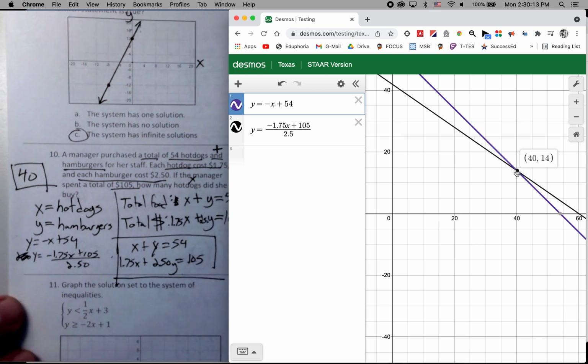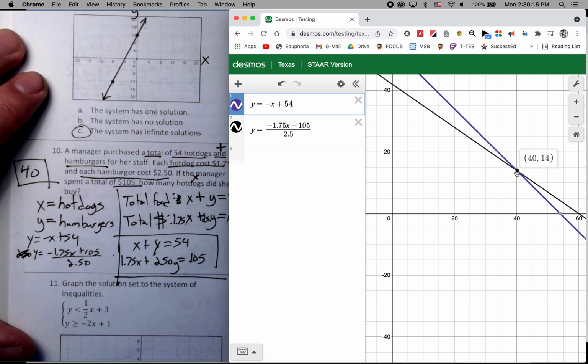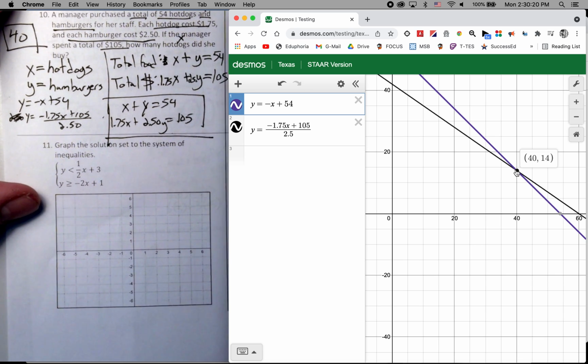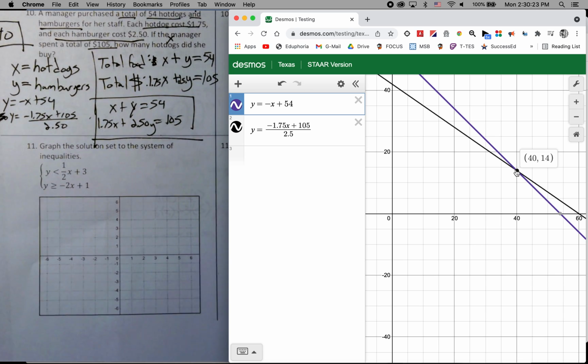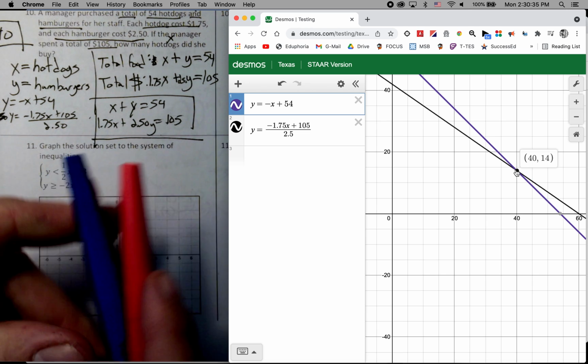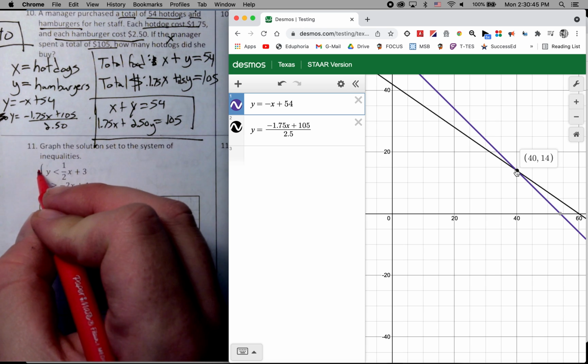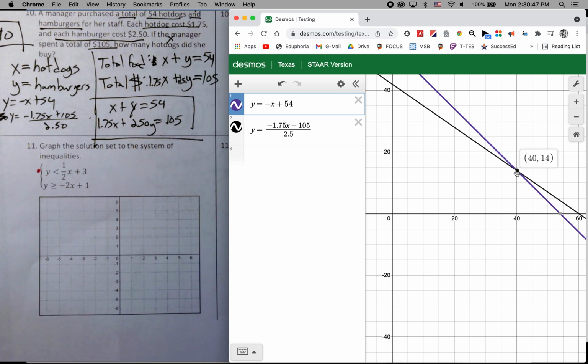All right, and one more. Graph the solution set to the set of inequalities on number 11. Okay, so this one, I'm going to use a different colored pen than I normally have. I'll use a red and a blue. I like using different colors for these because it's a little easier for me to see. Thankfully these are both in slope-intercept form. So this one's going to be my red one. This one's going to be my blue one.